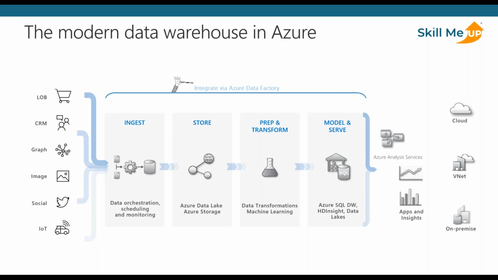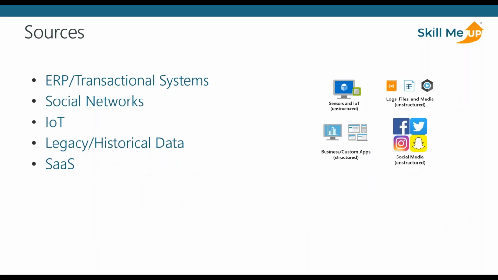When we dig into those sources, we have the more traditional ERP systems, very transactional. They generally fall in the form of some kind of batch load when we talk about data warehousing and loading that data. But now we're starting to see more and more of these unstructured data sources, like from social networks and IoT.